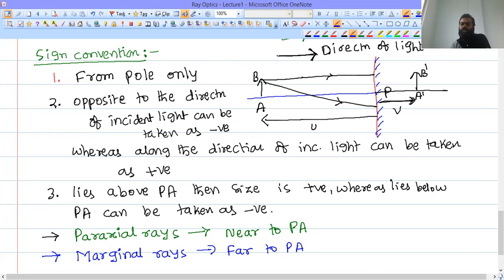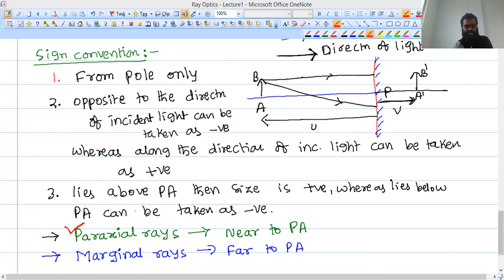In our board, CBSE or any state board, and IIT JEE Mains and Advanced, even in NEET or any private entrance, in the syllabus we are having only the paraxial rays. That's why we'll always consider light rays near to the principal axis, either in the mirror or in the lens.